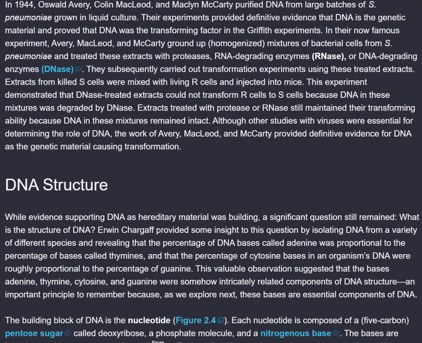This experiment demonstrated that DNase-treated extracts could not transform R cells to S cells because DNA in these mixtures was degraded by DNase. Extracts treated with protease or RNase still maintained their transforming ability because DNA in these mixtures remained intact. Although other studies with viruses were essential for determining the role of DNA, the work of Avery, MacLeod, and McCarty provided definitive evidence for DNA as the genetic material causing transformation.